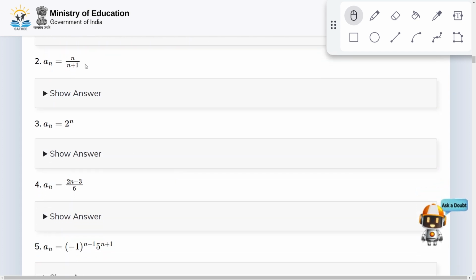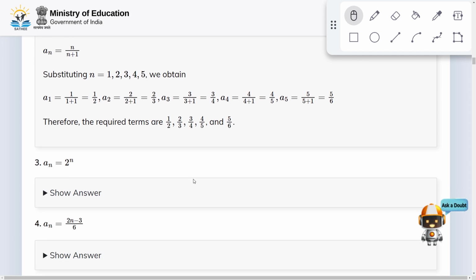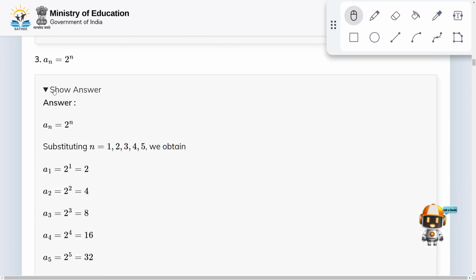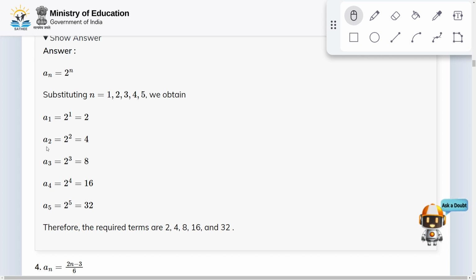Now second, an equals n divided by n plus 1. So n is 1, 2, 3, 4, 5. For A1, 1 by 1 plus 1, half. A2 will be 2 by 3. A3 will be 3 by 4. A4 will be 4 by 5. A5 will be 5 by 6. Third, an equals 2 power n. This means A1 will be just 2. A2 will be 4. A3 will be 8. A4 will be 16. A5 will be 32.